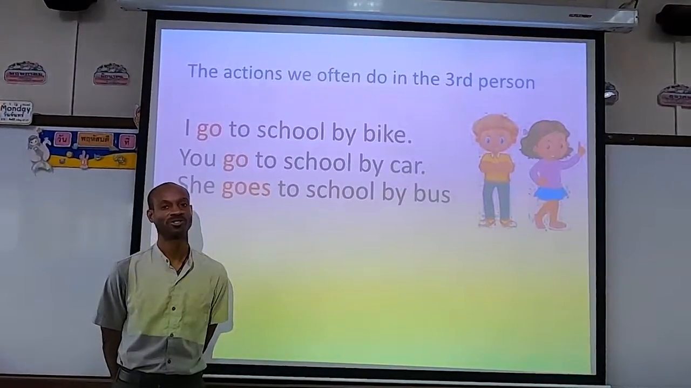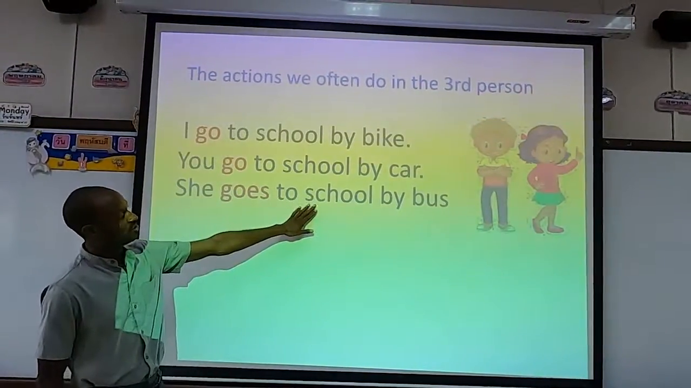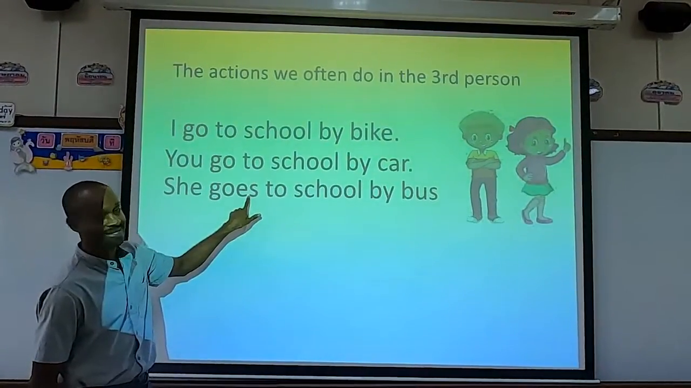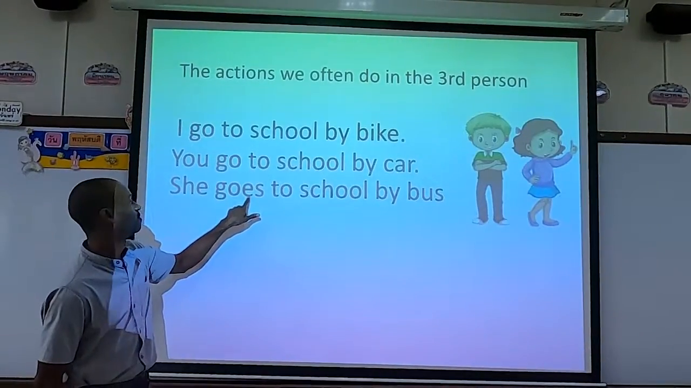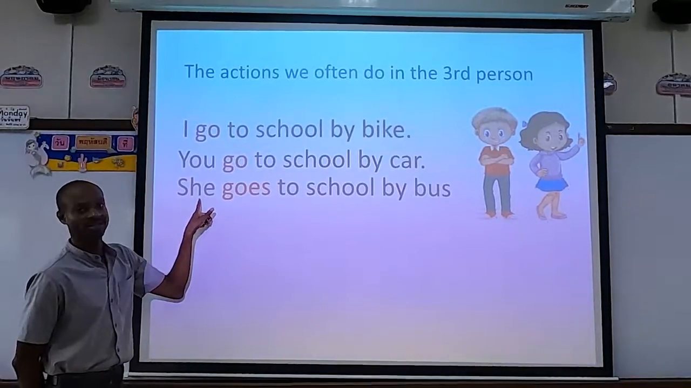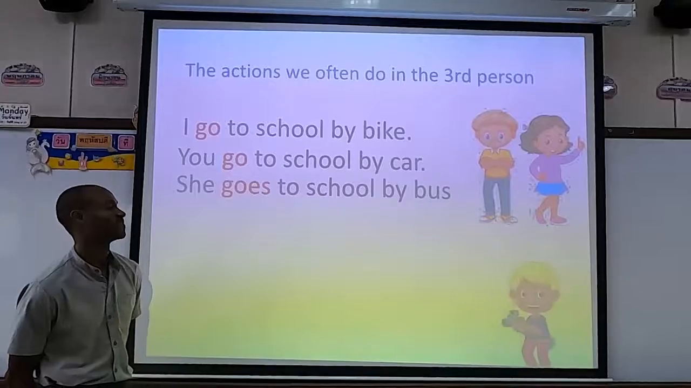And when we use the third person, talking about actions we usually do, we have to add an S at the end of the verb. Okay, so go changes to goes for the third person. So if this sentence is he, or she, or it, this word will be goes. Next example.